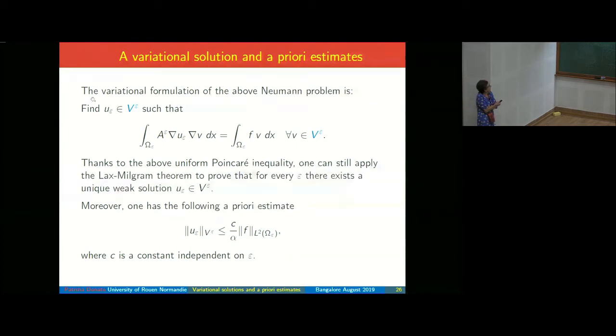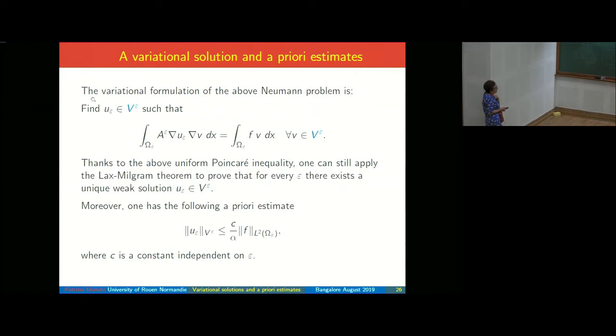Okay, but now, thanks to the uniform Poincaré inequality, we can still apply the Lax-Milgram theorem to prove that for every epsilon we have a unique solution u epsilon in V epsilon. Moreover, we have the following a priori estimate. We can estimate the norm of u epsilon in V epsilon by a constant C, which does not depend on epsilon, divided by alpha, multiplied by the norm of f in L2 of omega epsilon.